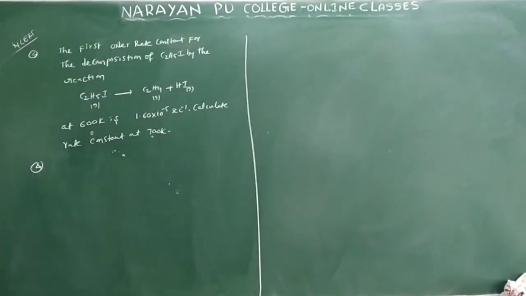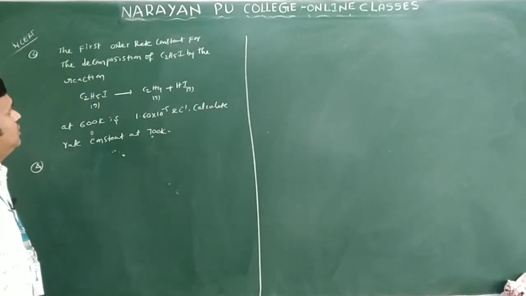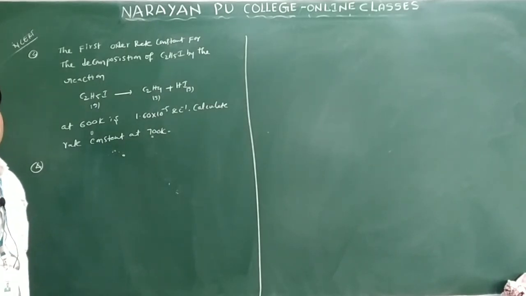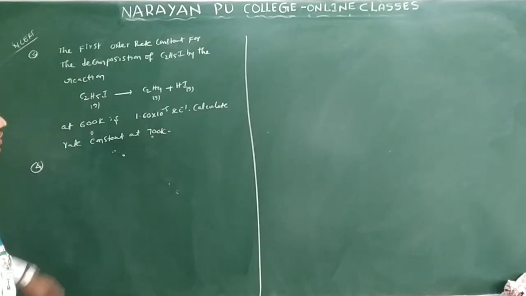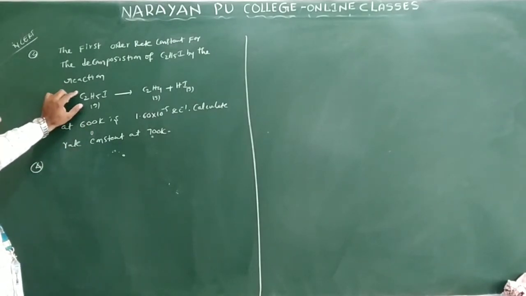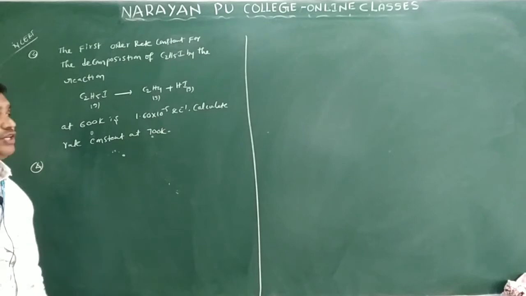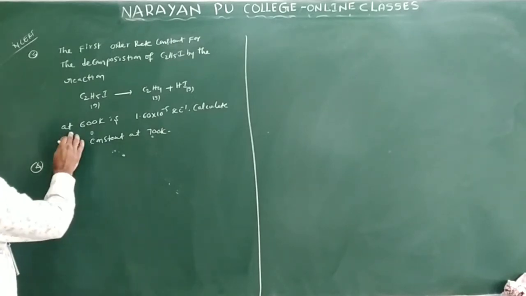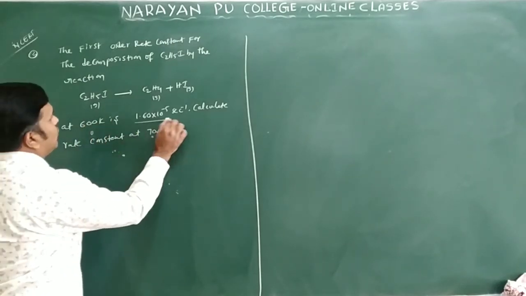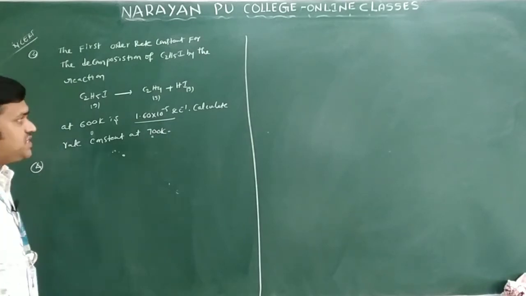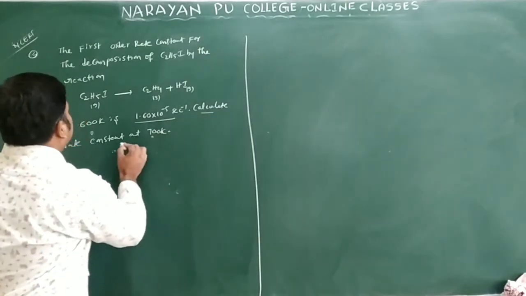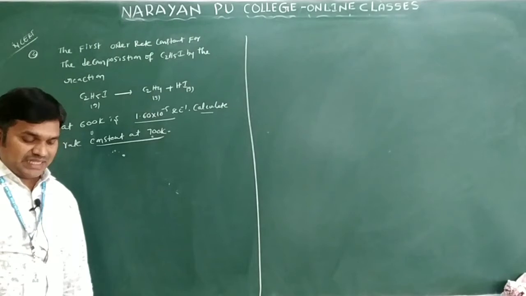So the next question is also an NCERT question. The first order reaction has a rate constant for the decomposition of C2H5I, ethyl iodide, which undergoes decomposition to form C2H4 plus HI. At 600 Kelvin, the rate constant is 1.60 into 10 power minus 5 second inverse. Calculate the rate constant at 700 Kelvin.